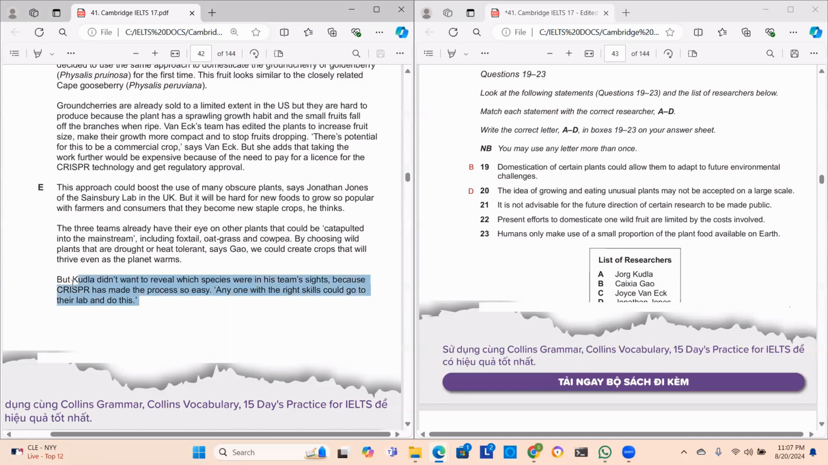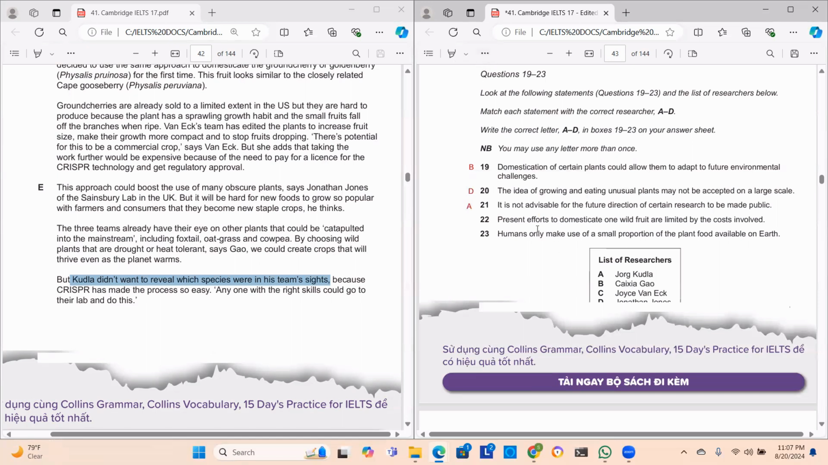Okay, guys, I think our answer is here, right? Now you read the last paragraph and read this statement. They both are same. Do you know that? See, it is not advisable for the future direction of certain research to be made public. So the research cannot be made public. That's what someone says, right? Who said it should be Kudla? See, because Kudla didn't want to reveal which species were in his team sites. Yes, here is your answer. Kudla didn't want to reveal, and certain research cannot be made public. These two are synonyms, okay? Paraphrased ones. Yes. So 21 should be who? Kudla. And should be answer A, right? So this guy is A. 21 should be A, right?